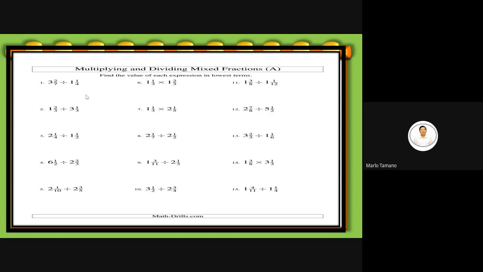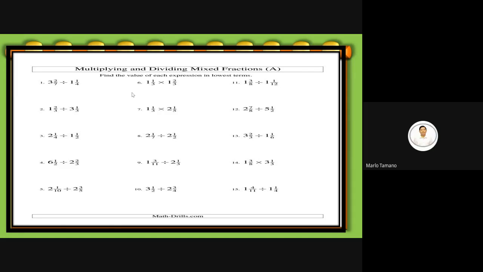Yung number 3. Number 3, lahat na po. I'll give you 30 seconds. Go. 2 and 1/4 divided by 1 and 1/2. 30 seconds. Go. Okay, so what is your answer? 1 and 1/2. Very good.